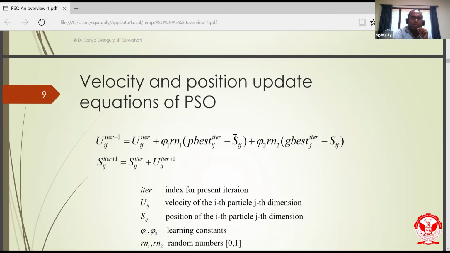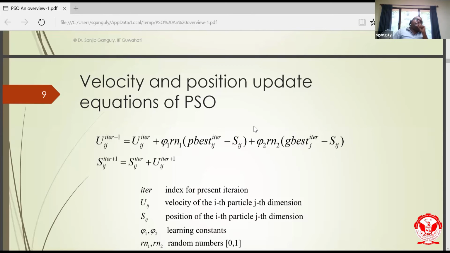The first term is to follow the particle's own best value. This p best value means that a particle also tracks its own best value, and according to that best value it updates its velocity. Also, it will follow its group best. So this second term is to follow the group best. That is how the velocity can be improved.